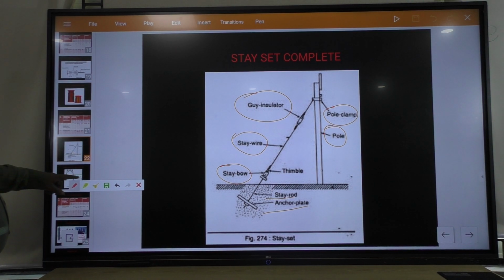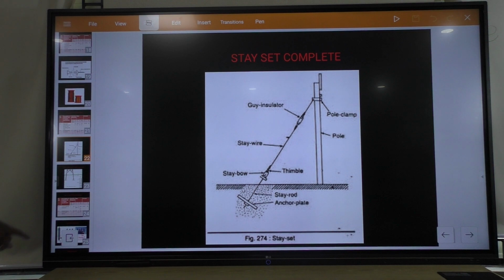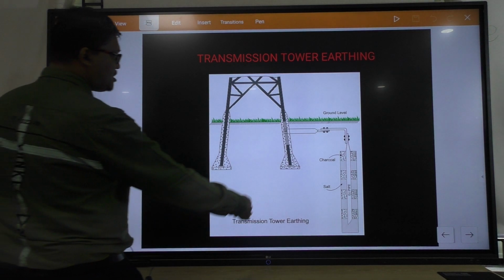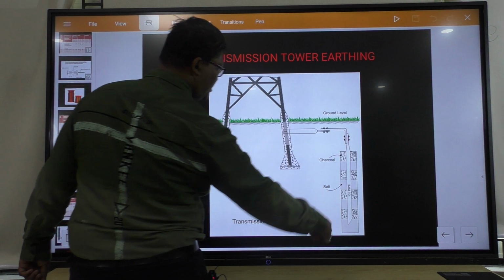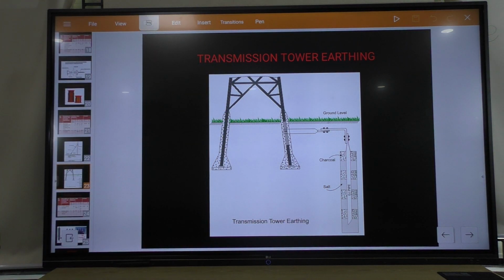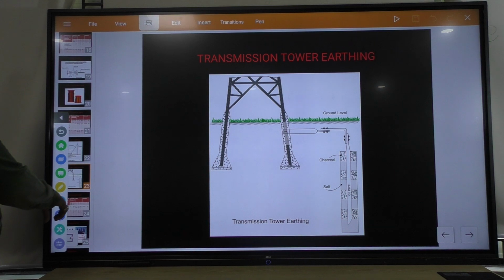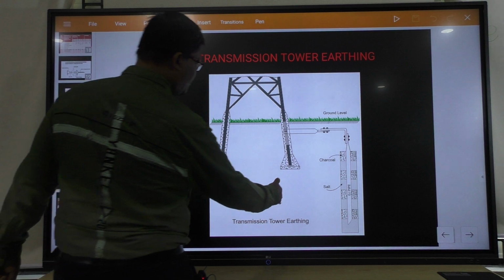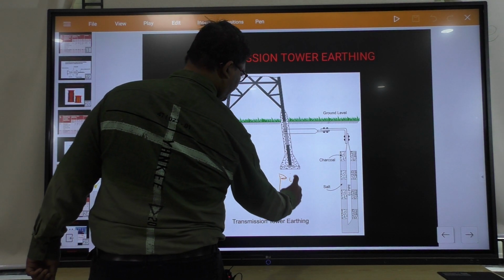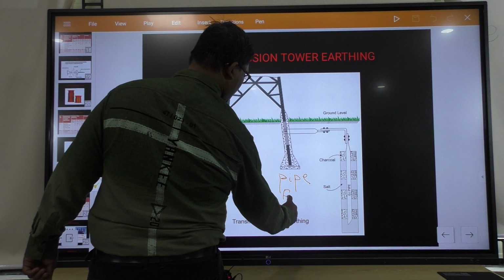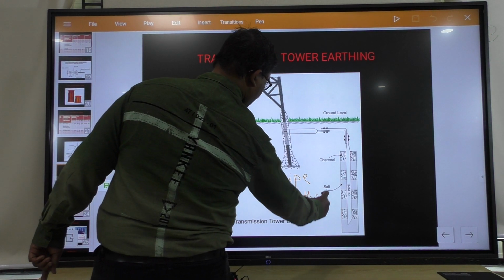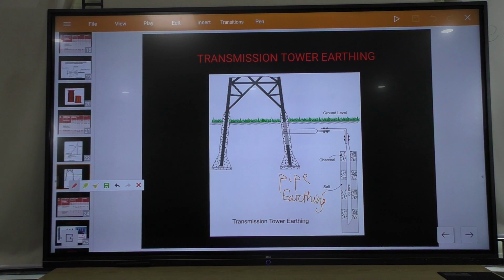So, next, this is the transmission tower earthing. So, this is how the transmission tower is. This is one example of pipe earthing. This is one example of pipe earthing. This is an example of pipe earthing.